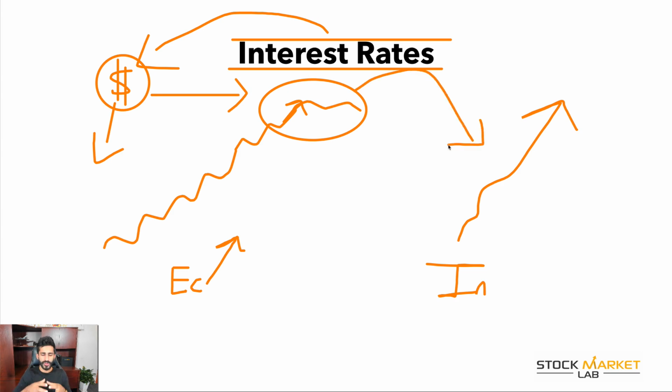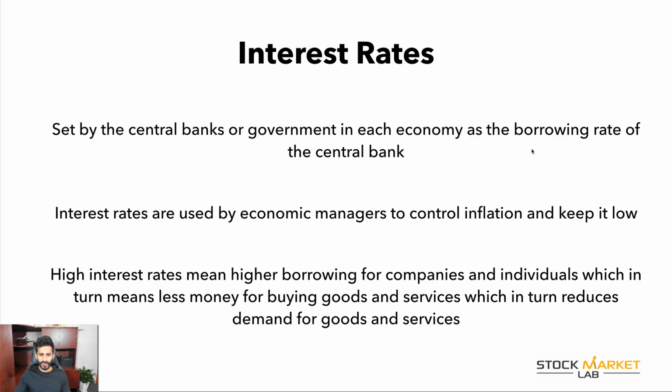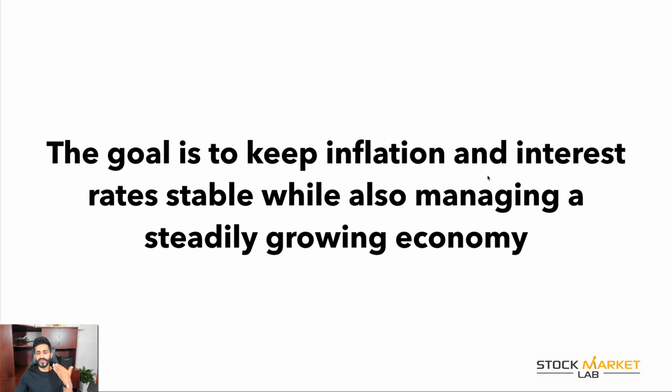And the majority of people don't understand that, and they go, well, why would you want to slow the economy down? The economy is growing very fast. Yes, the economy is growing very fast, and that's good, but that's also affecting inflation. So interest rates need to step in, and they need to be increased to keep everything well balanced. Now that goes to my next point, right? The goal is to keep inflation and interest rates stable while also managing a growing economy. So that's where the Federal Reserve kicks in to keep everything balanced.